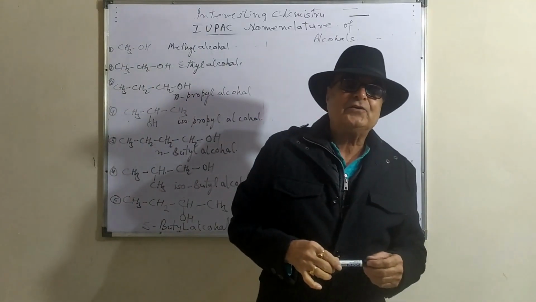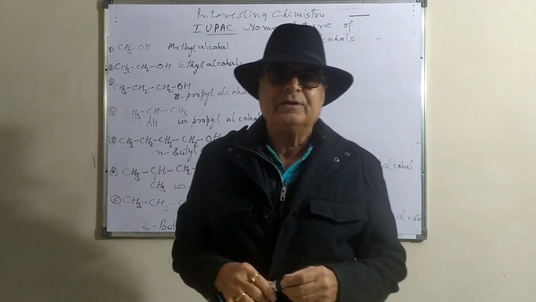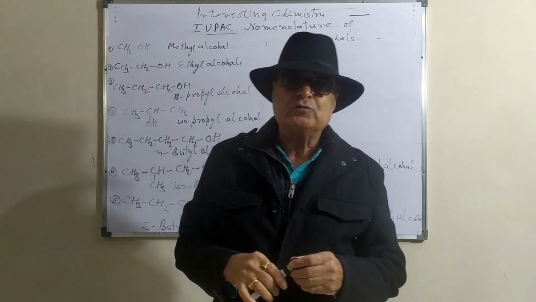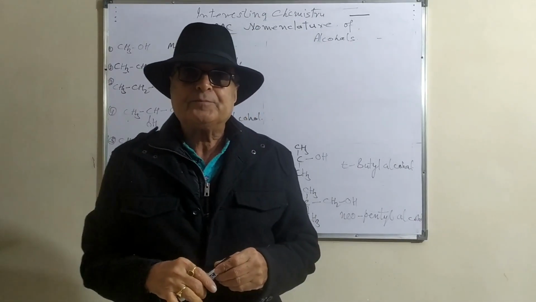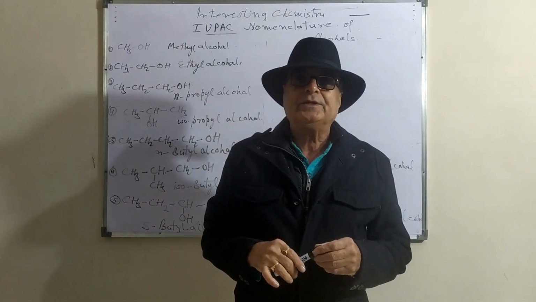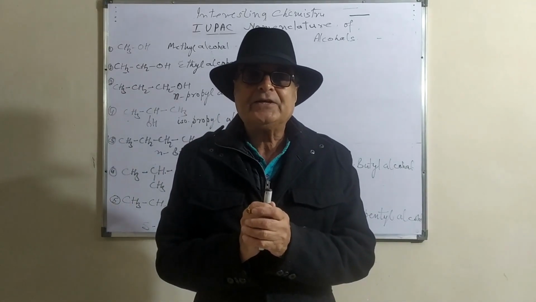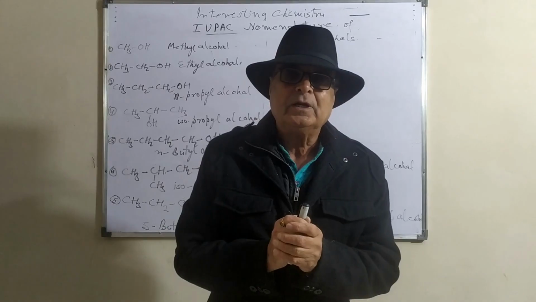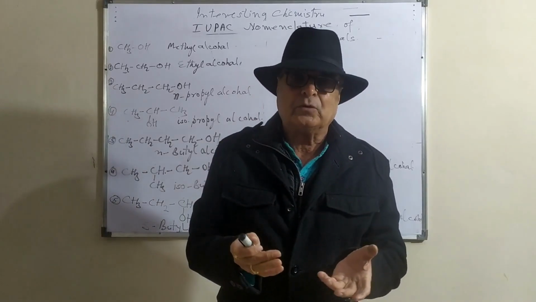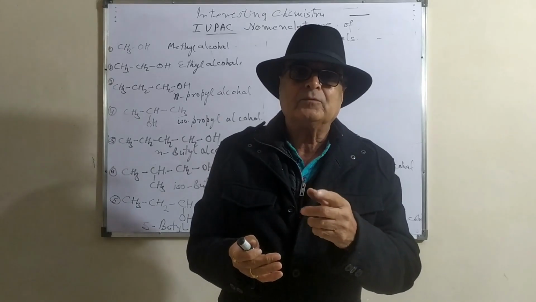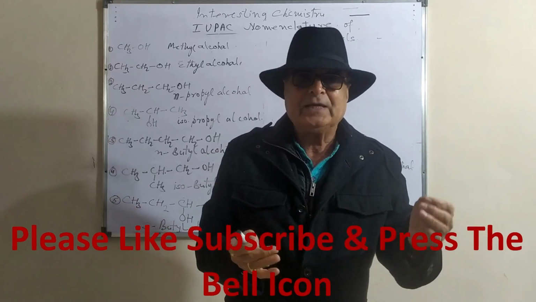Hello students, in continuation of the IUPAC system of nomenclature, today I am going to tell you about the nomenclature of alcohols. In my previous video I told you about the nomenclature of the acids, nitriles, and carbonyl compounds, whether it is aldehyde or ketone. Today I am going to tell you about the nomenclature of alcohol.